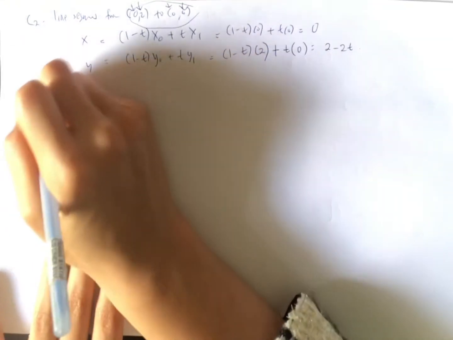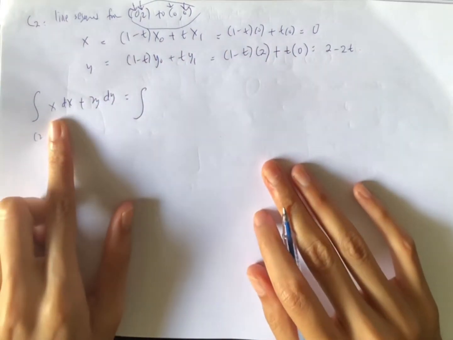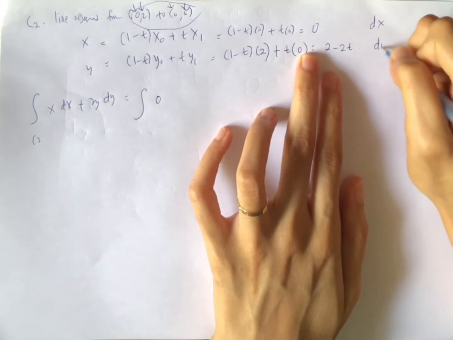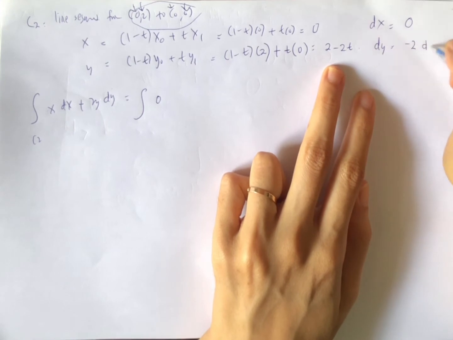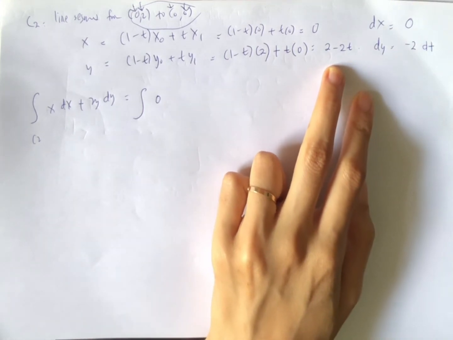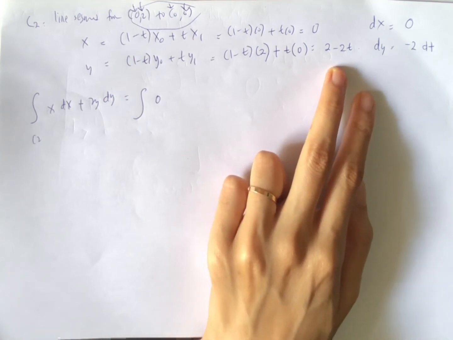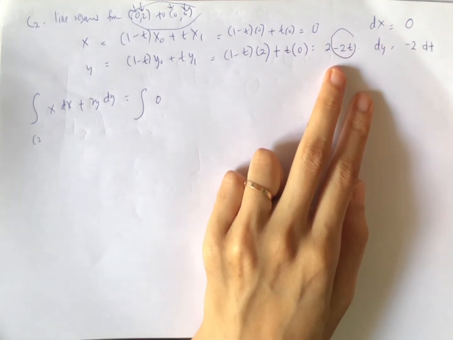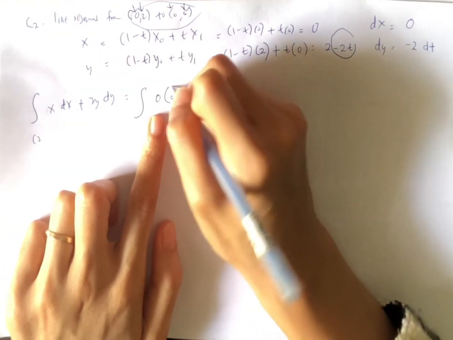Just do the same thing, we substitute into the question. So what is your x? Your x is 0. Before that we need to find the x first and the y. So x is 0, and dy will be negative 2 dt. You just differentiate with respect to t, so you have negative 2 dt.